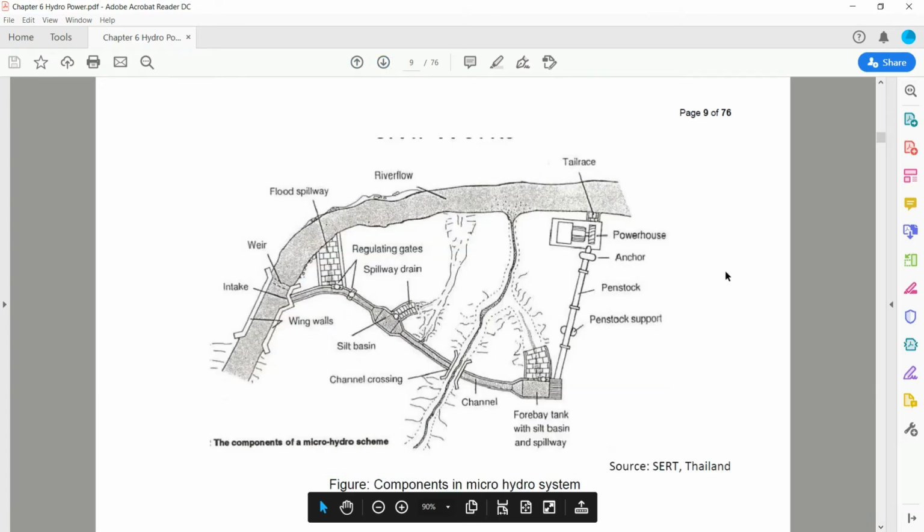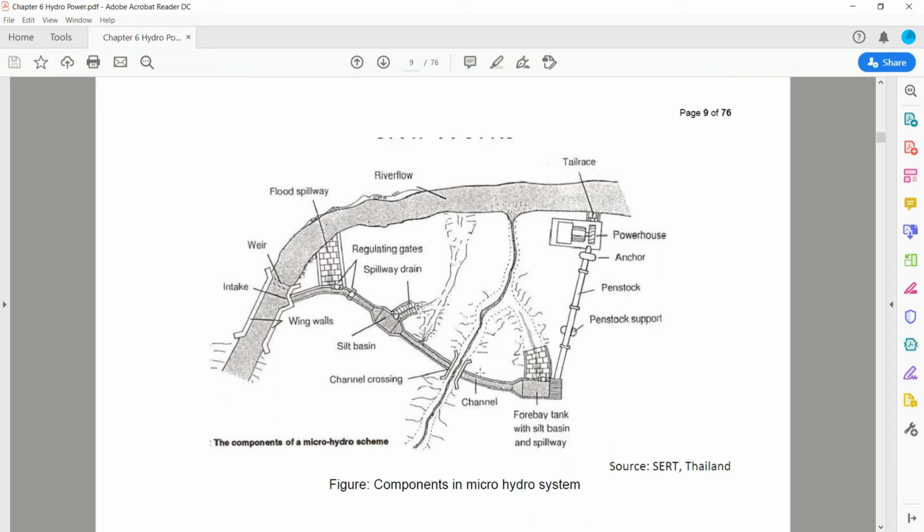So this is another example from SERT Thailand. Here is the intake. A small weir here is to divert some of the flow of the river into here. This is what we call the channel or headrace. We have two types of spillway. This is the floating spillway, and here is the spillway drain. This is the silt basin or the silting tank.